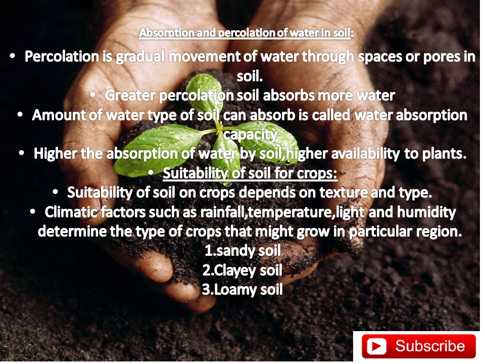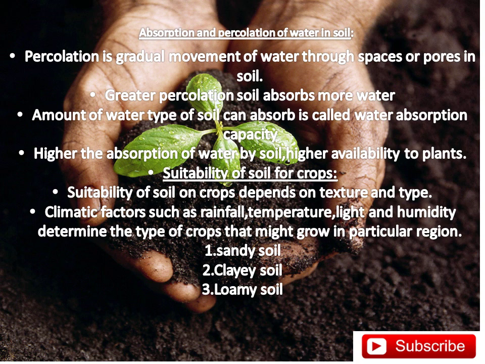Absorption and percolation of water in soil. Percolation is nothing but the gradual movement of water through spaces or pores in soil. The greater the percolation in soil, the more it will be absorbing water. The amount of water a type of soil can absorb is called the water absorption capacity. Higher the absorption of water by soil, higher will be the availability to the plants.